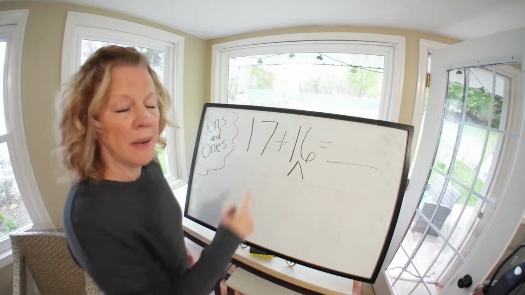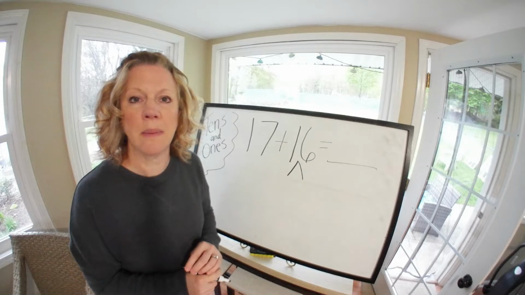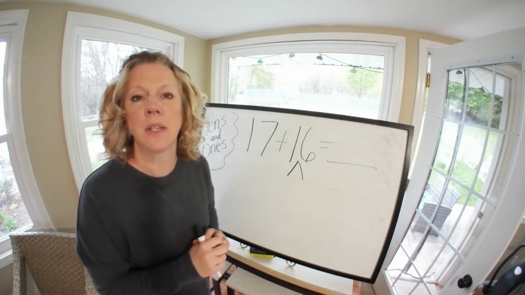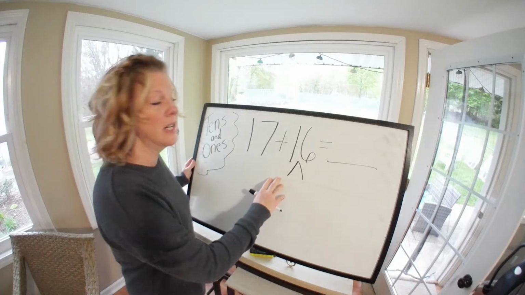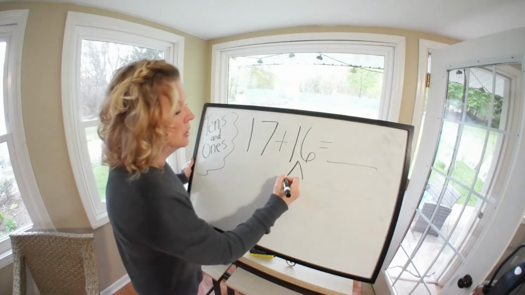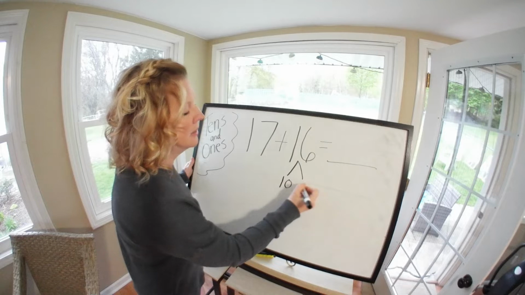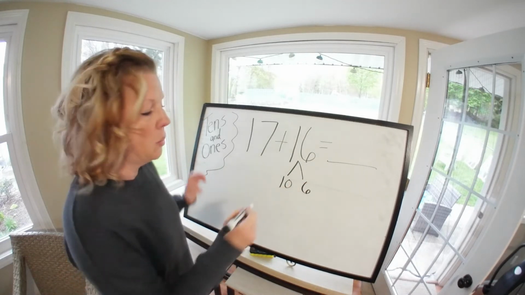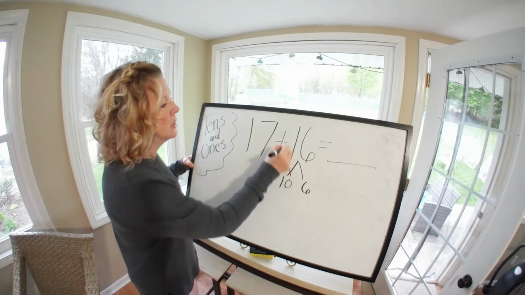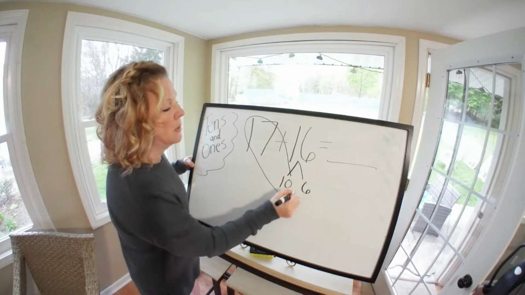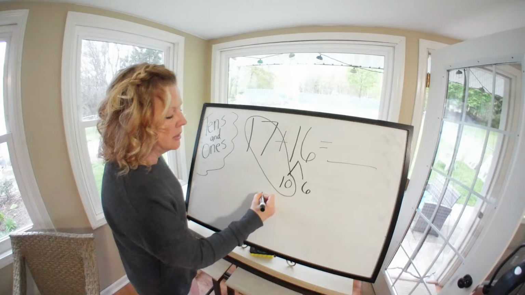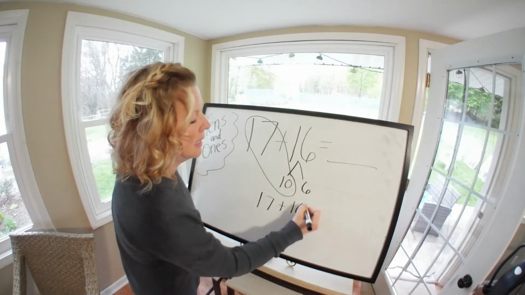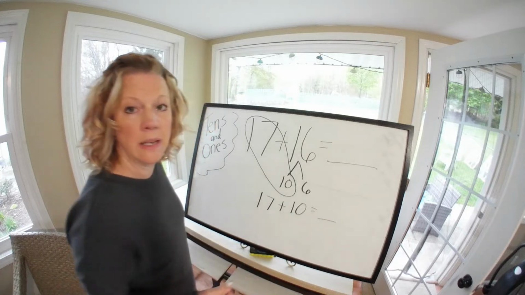So which way am I going to put this 10 and the 6? Am I going to put 10, 6 here, or am I going to do 6, 10? I'm going to do 10 over here because it's got to be closest to this. So I'm going to put 10, 6. Now I know that 16 is 10, 6. So I'm going to circle my 2-digit number with my 10, and I'm going to bring it down into a number sentence. 17 plus 10 equals something, right?